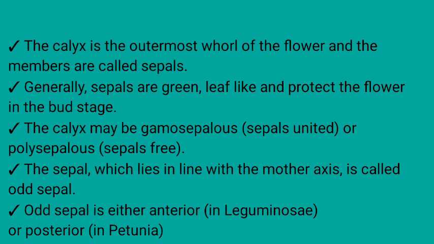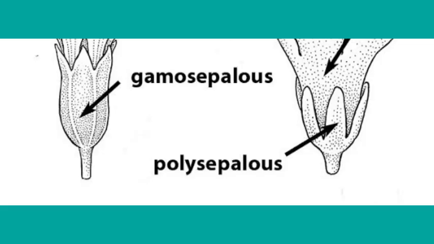The sepal which lies in line with the mother axis is called odd sepal. Odd sepal is either anterior or posterior. Odd sepal is anterior in Leguminaceae family plants, posterior in Petunia plant. Let's see the diagrammatic representation. The fused sepals condition is called gamosepalous condition. The free or individual sepals condition is called polysepalous condition.